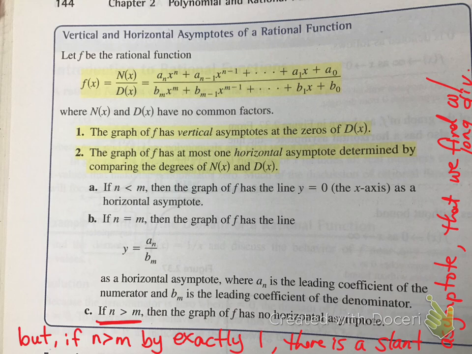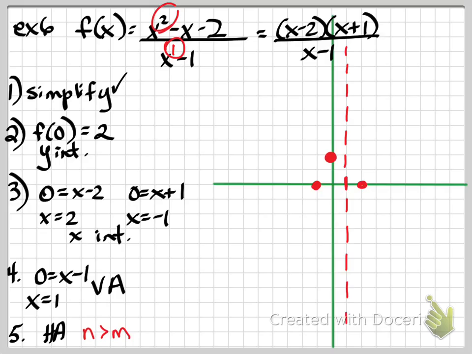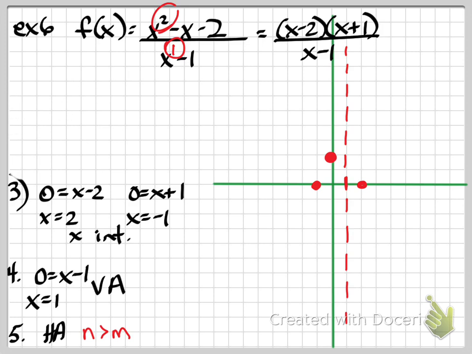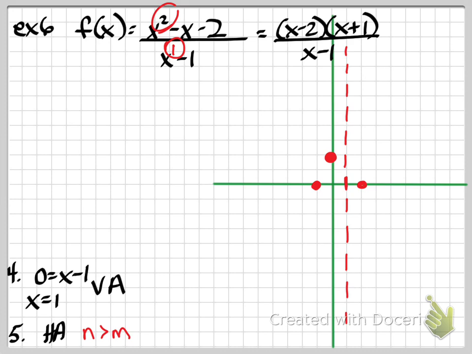Okay. So our n is greater than m, and it is by exactly 1. 2 is greater than 1 by exactly 1. So we have a slant asymptote that we need to find with long division. So I'm going to erase this bit so we can stay on the same screen. And we'll set up our long division. Doesn't look like anybody's missing, so we're ready to just divide.